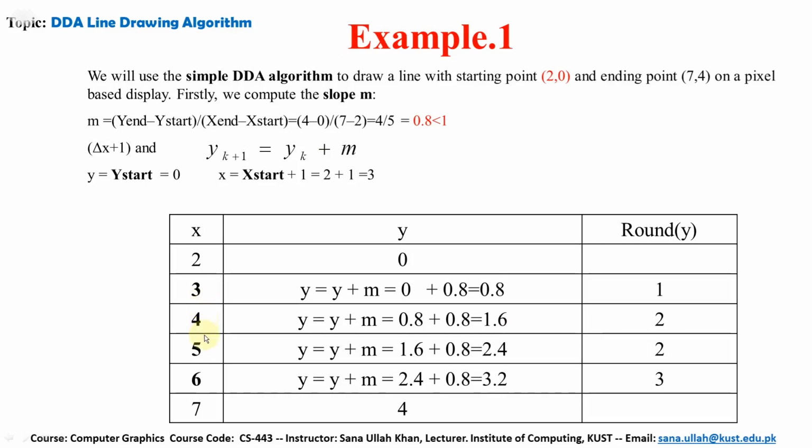X will be increased with unit interval to 5, and y will be increased with the slope. So y plus m: the previous y value, which is 1.6, plus 0.8 is 2.4, and it becomes 2, and then 3. Finally x increases to 7, and y is also available, which is 4.